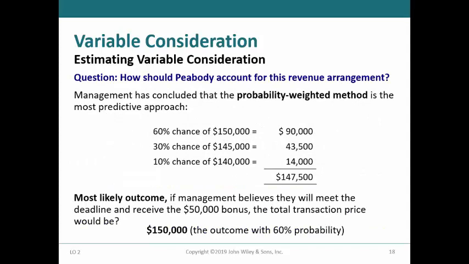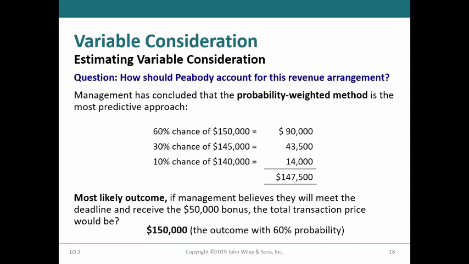This slide illustrates both the probability-weighted and the most likely outcome methods. Based on the range of probabilities of completing the contract estimated by management, Peabody would recognize $147,500 of revenue using the probability-weighted method. Each of the revenue amounts for the three outcomes is multiplied by the likely percentage of occurrence, and the amounts are summed to determine the revenue recognized.